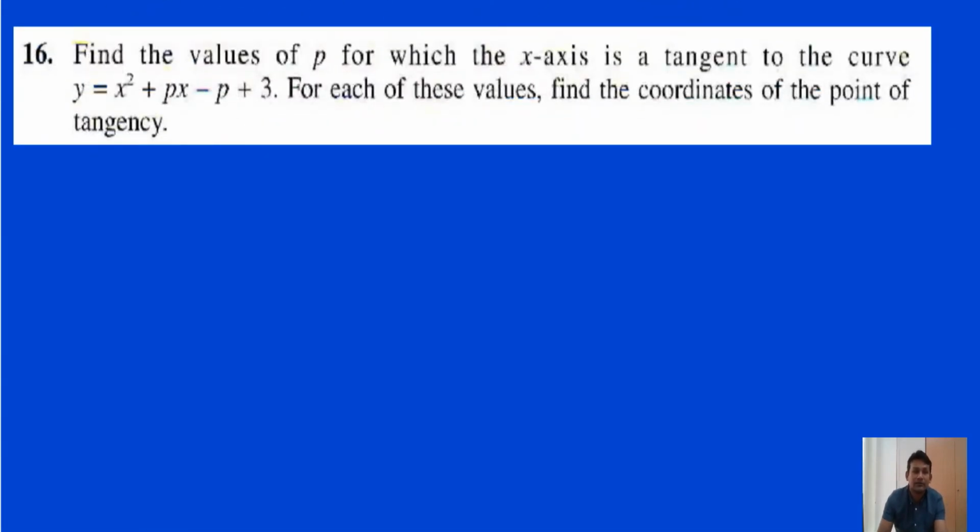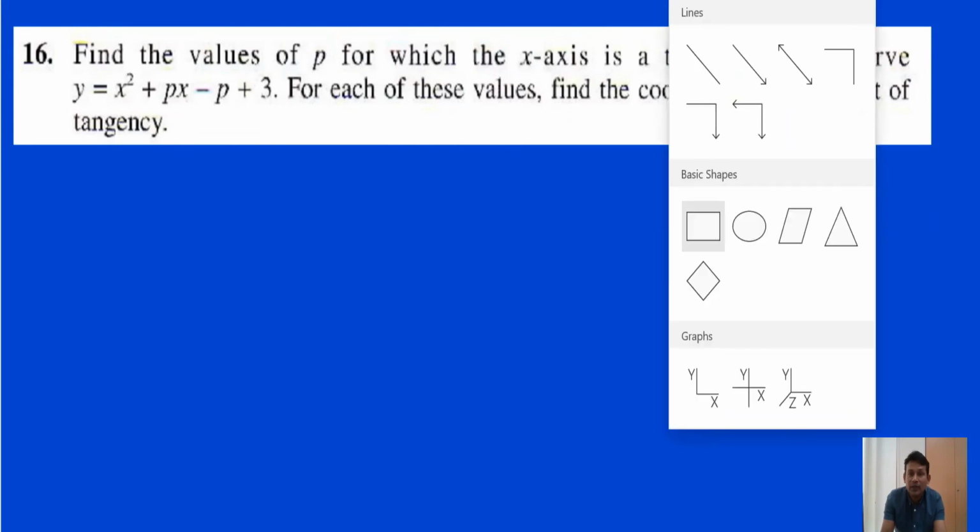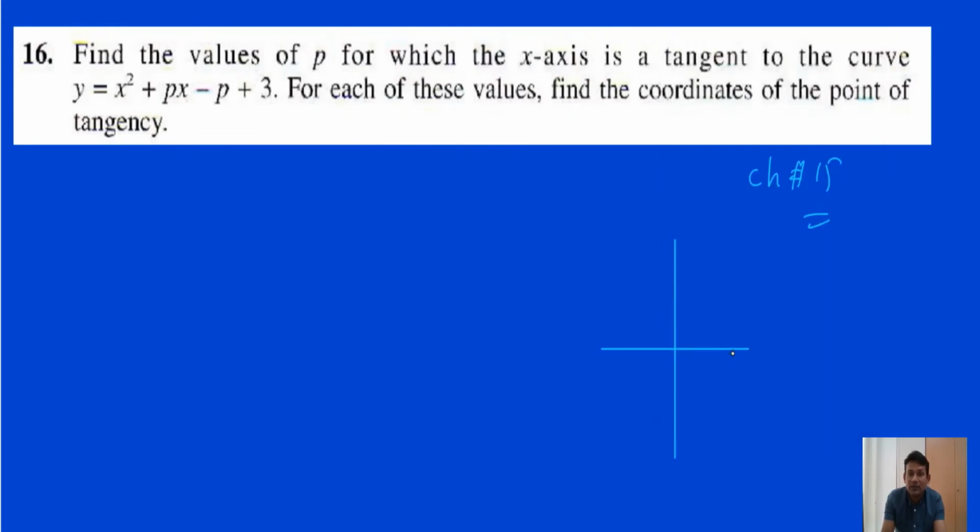Question number 16. Find the values of p for which the x-axis is the tangent to the curve. This question should relate to the differentiation chapter 15 a little bit. Let's see if I can do it without that. Okay, when you have the x-axis as a tangent, tangent means, it's very important, the tangent means the curve is like this.